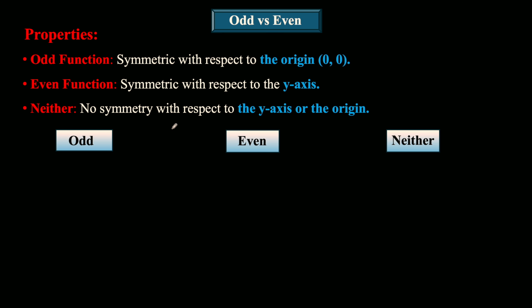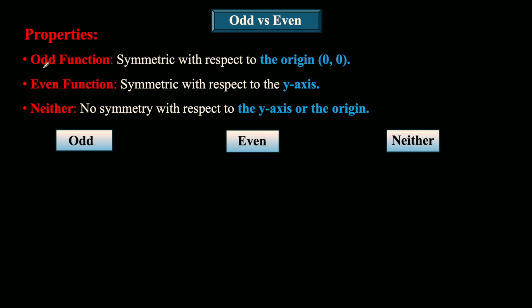So before we start, there are some properties we have to consider. We will use those three properties to determine whether a function is odd or even or neither. Neither means it is not odd nor even, okay?